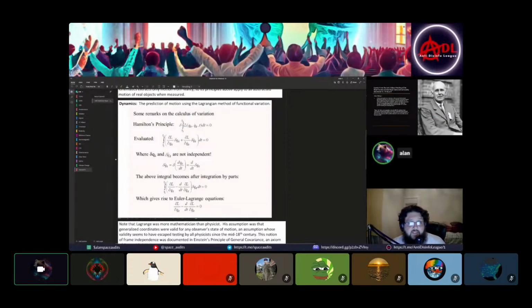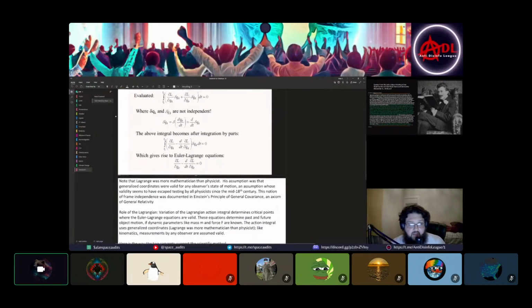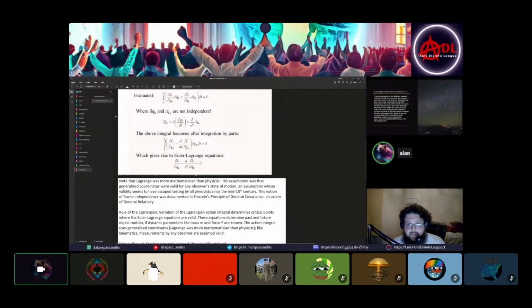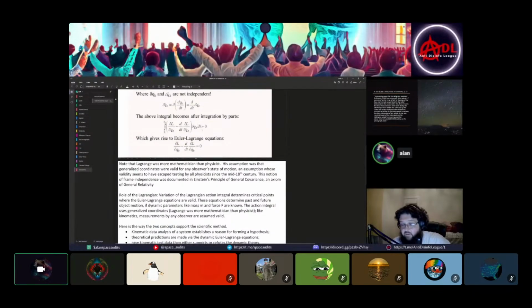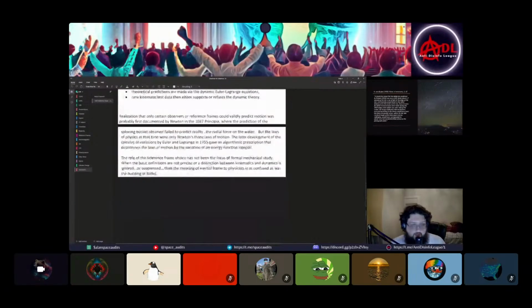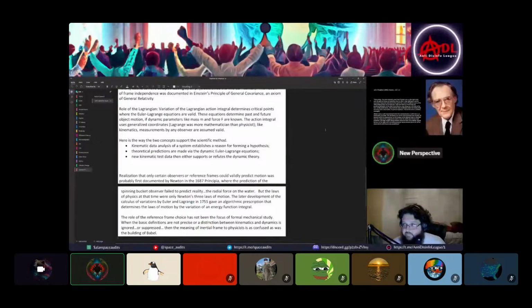So dynamics: the prediction of motion using the Lagrangian method and functional variation. Going through all this mathematical stuff that I don't fully understand, they analyze the system and apply real, actual variables to make the predictions of motion, right? And the Lagrange points are like parking spaces, and from what I've heard over the years in the debate, they're convenient for the explanations mathematically more than anything.